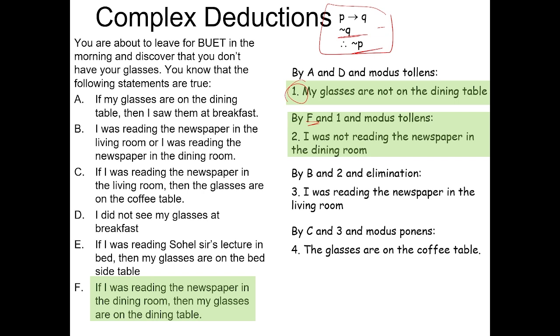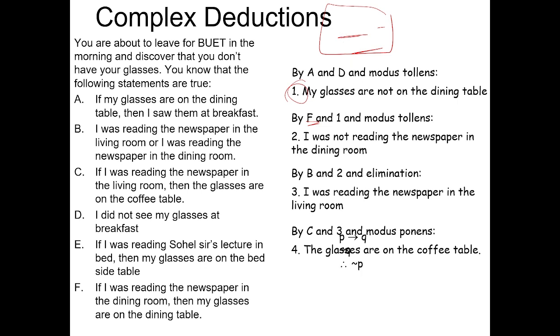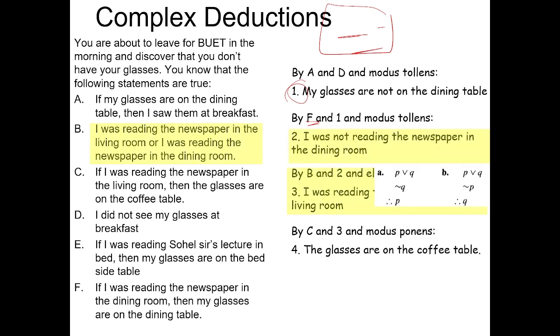If I was reading the newspaper in the dining room, then my glasses are on the dining table. Okay. I can say that they are not on the dining table. They're not on the dining table, so you are not reading the newspaper in the dining room.